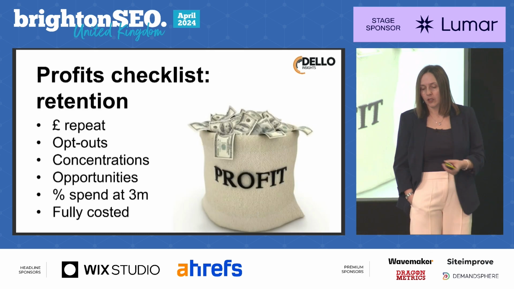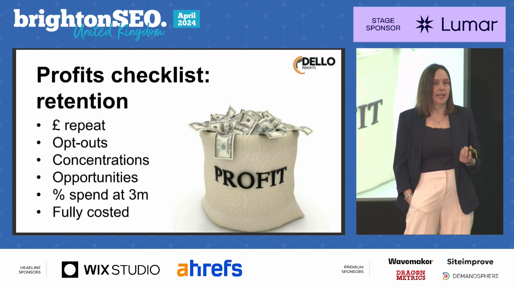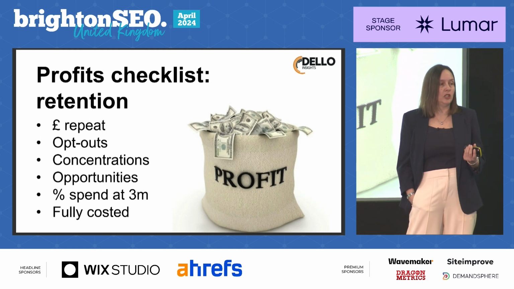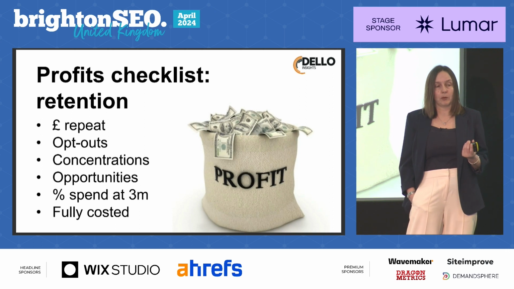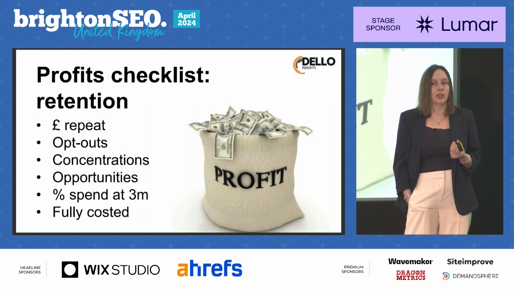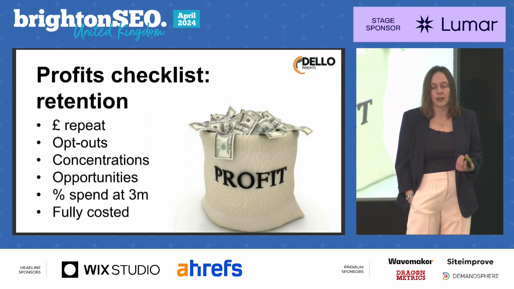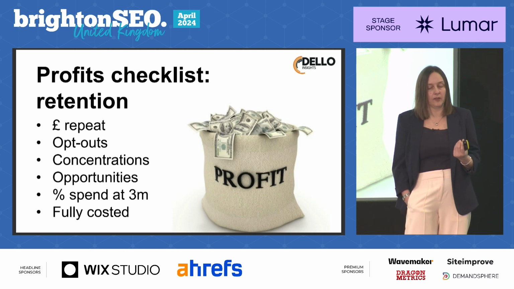On your profit checklist for your retention, obviously we know it costs less money to get more retention business than new business. Do we know what that figure is? How many opt-outs have you got out who you can't approach? Where are your concentrations? Have you got best-selling products? Are they responsible for most of your sales? Is it the fact that your wholesale customers are driving this? Are your top 10 customers sitting there? Is it a campaign that's bringing this information?